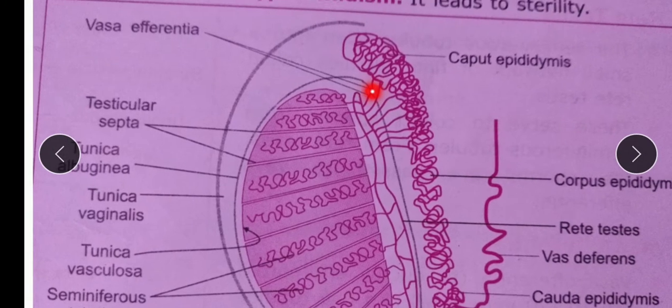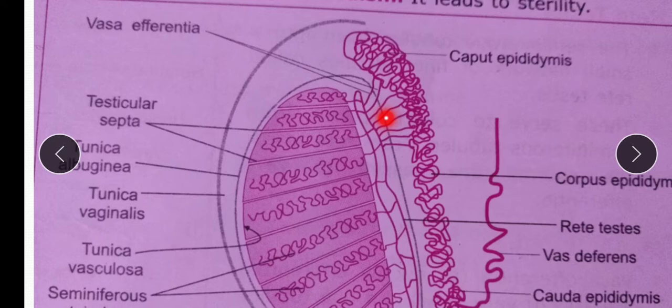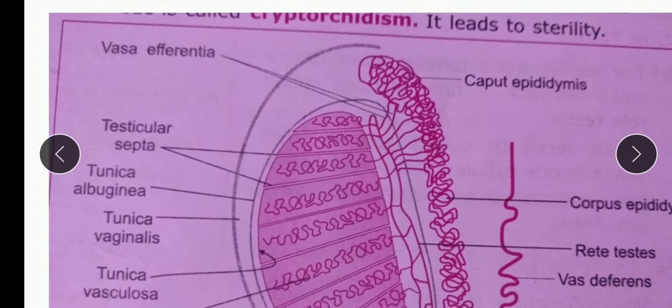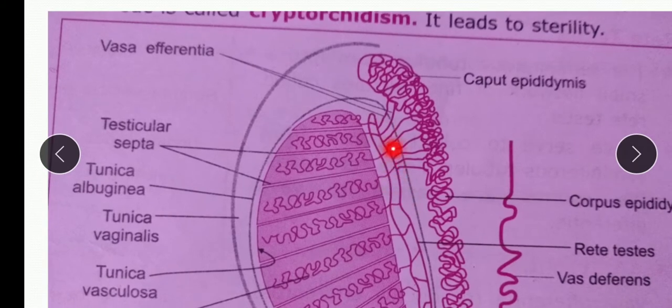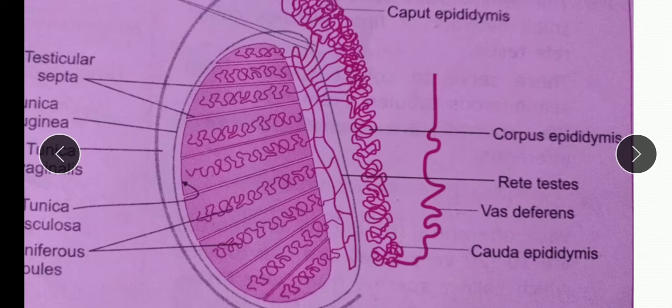Where is the vasa efferentia? This structure is the vasa efferentia. They are known as the ductuli efferentes also. They are 10 to 20 small and fine tubules. They collect sperm from the rete testis. So from the rete testis the sperm go to the vasa efferentia, and further it transfers the sperm to the caput region of the epididymis. So let me see the epididymis and its structure.